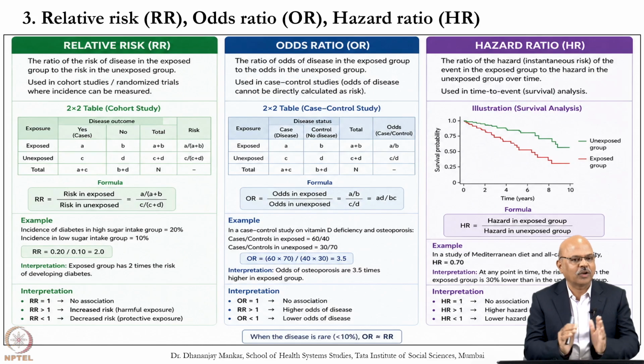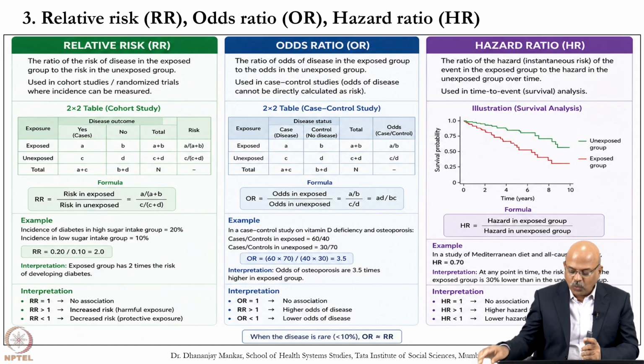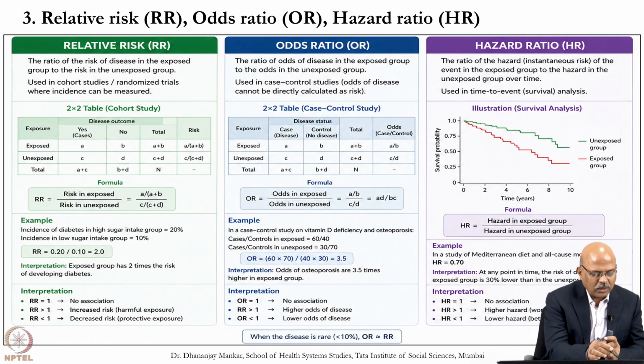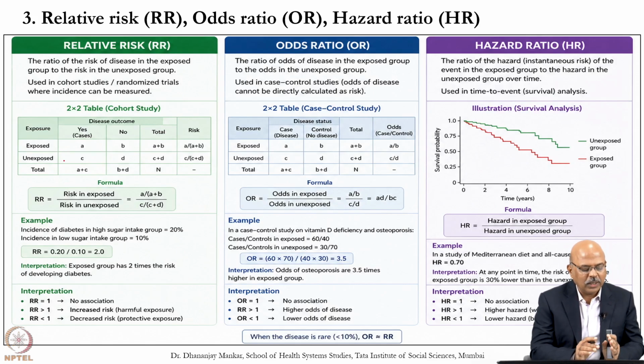So this is again a ratio. In the previous section you understood what a ratio is, so now you apply it to relative risk. This is used in cohort studies and randomized trials where the incidence can be measured. In the 2x2 table for the cohort study, you can find the exposed population and the unexposed population. The total for yes is A plus C, and for no it is B plus D, where for exposed the no is B, and for unexposed the no is D.